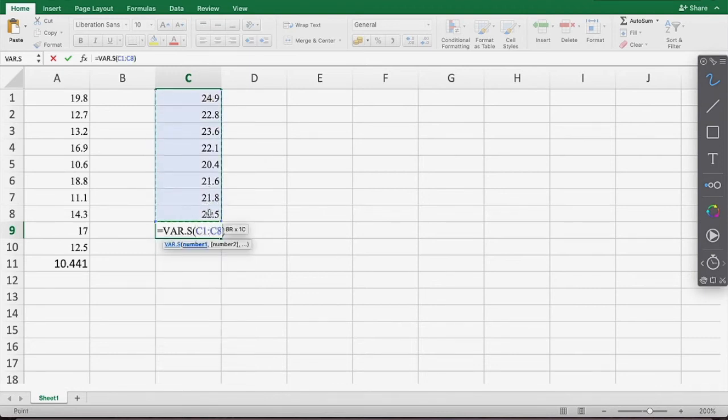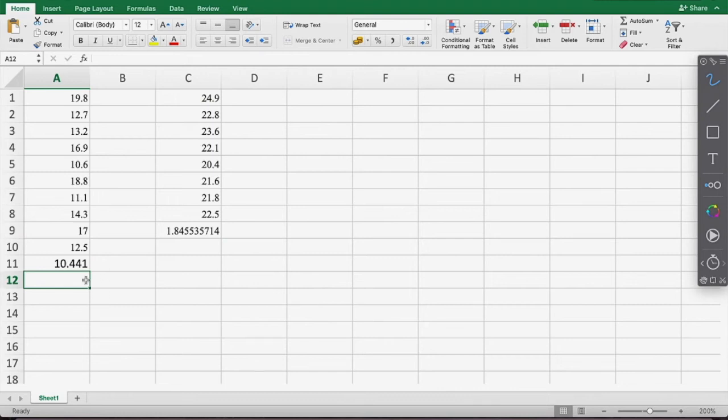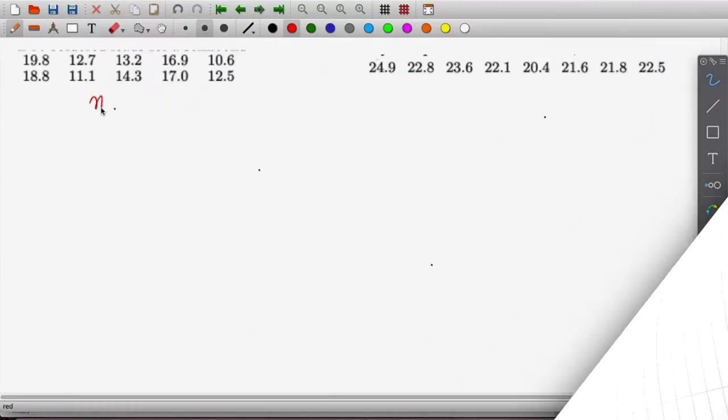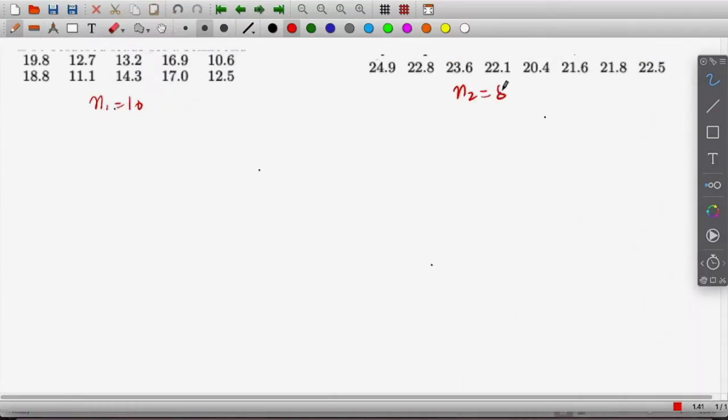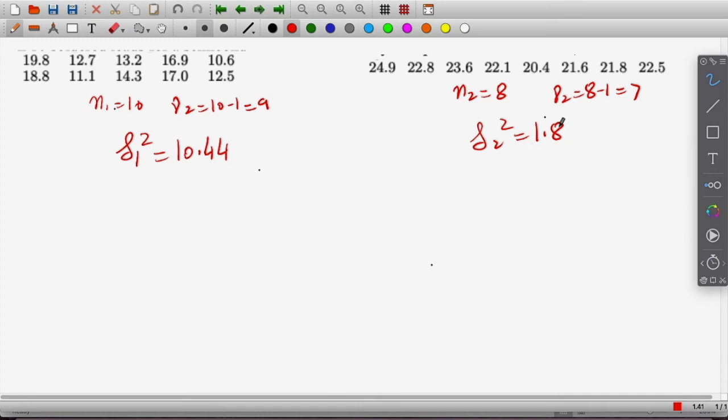This S is for the sample. We know these are 8 values, and if you have to calculate the mean, you can calculate it, although these are the values of the variance. So S1 square is 10.44 and S2 square is 1.84. N1 is 10, N2 is 8, nu2 is 8 minus 1, 7, nu1 is 10 minus 1, 9. Now here, S1 square is 10.44, S2 square is 1.84.